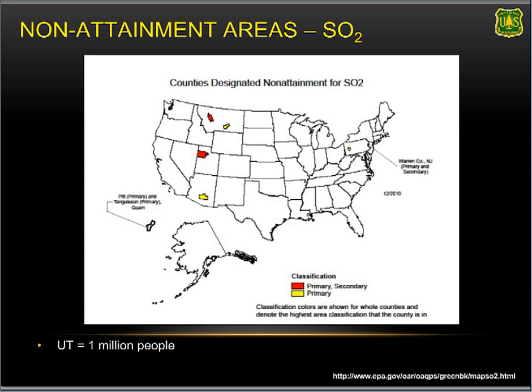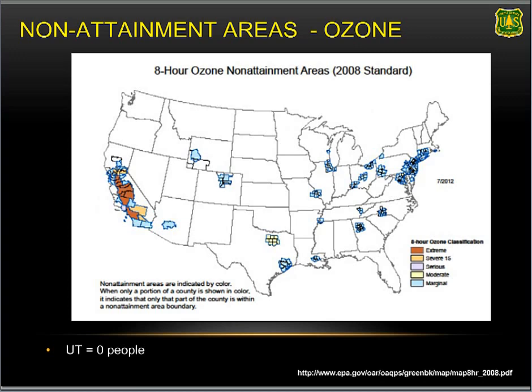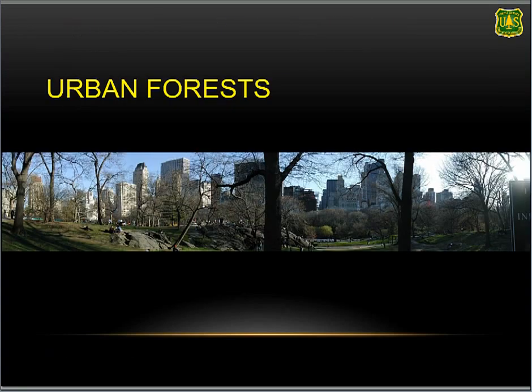Sulfur dioxide non-attainment areas, you can see them scattered about, again mainly in the west, a little bit in Pennsylvania there. One million people in Utah. And the last map, because these are just non-attainment maps for the United States, not the maintenance areas, is ozone. You can see ozone is well scattered throughout the country, but in Utah there are no areas classified for non-attainment. But California has some very significant non-attainment areas in the Central Valley and Southern California. So a lot of people are affected by pollutants in many different fashions.